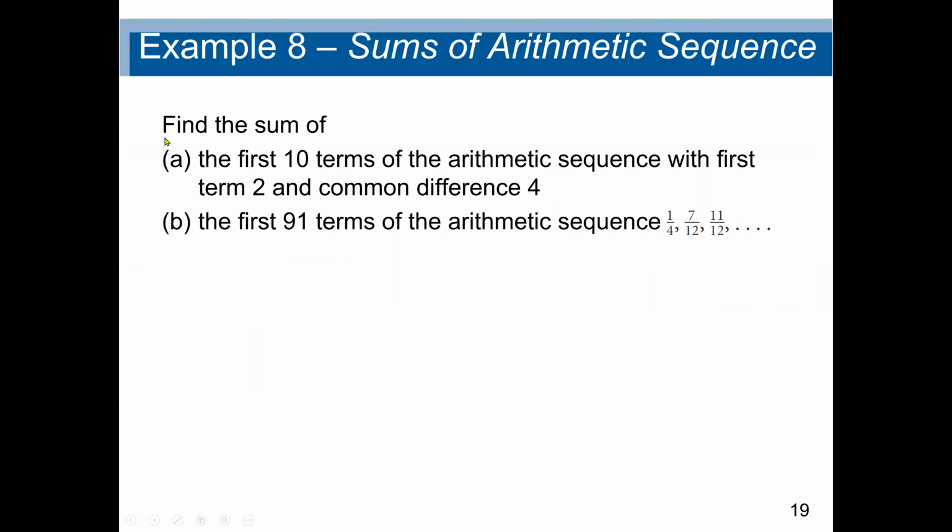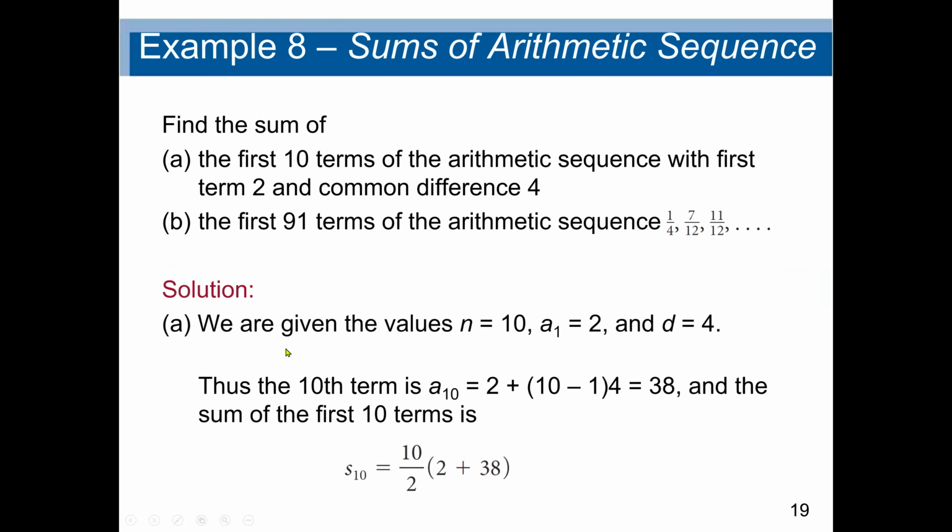So let's see a few examples here. Here they say we should find the sum of the first 10 terms of an arithmetic sequence with first term 2 and the common difference 4. So if we know the first term and the common difference, then we can find any term position. Here we want to find the first 10 terms.